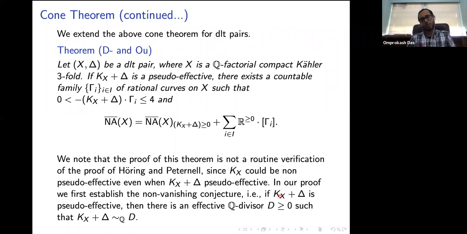That if K_X plus Delta is pseudoeffective, then there exists in fact an effective Q-divisor D so that K_X plus Delta is Q-linearly equivalent to D. Okay, and this makes everything work better, in that we can reduce a lot of the computation to the components of D. Go to surface.